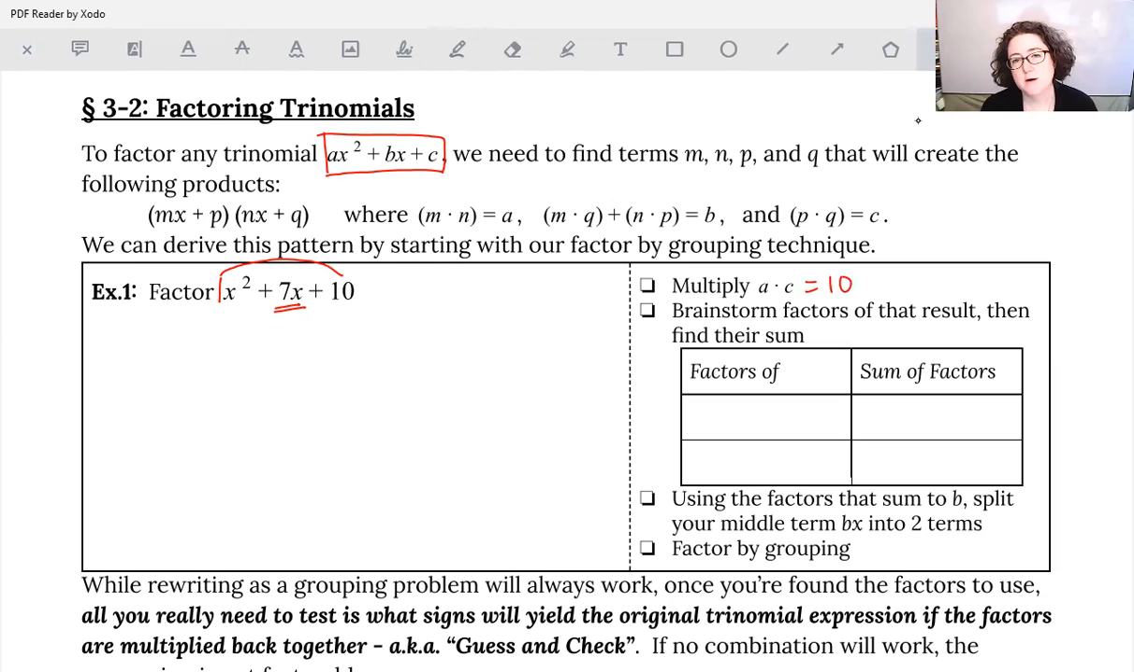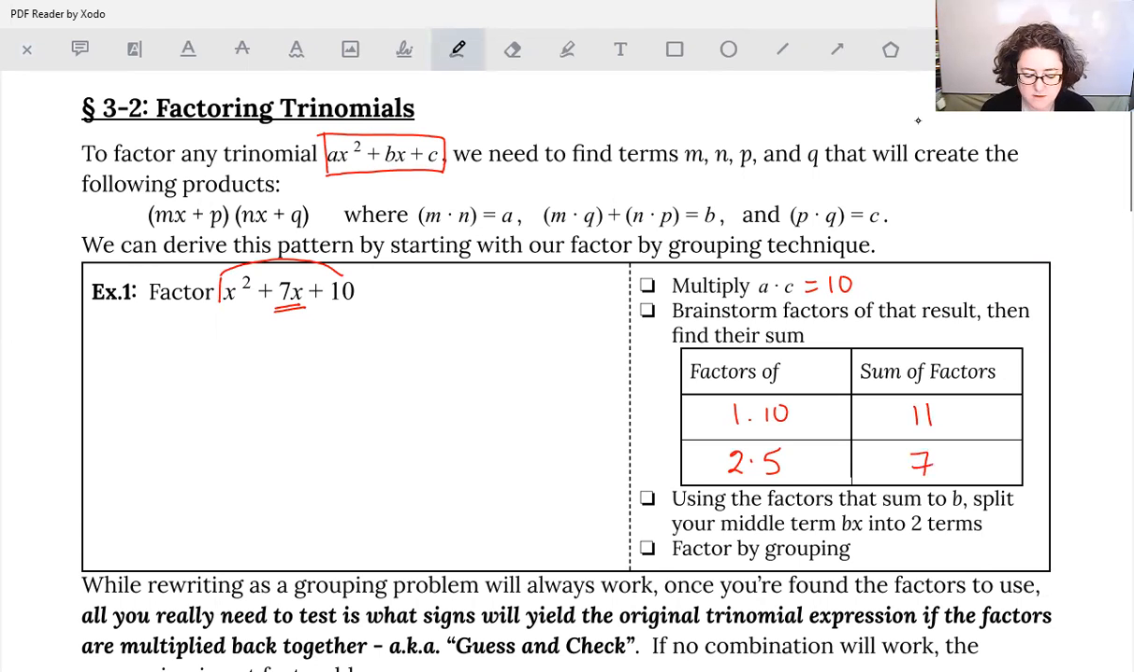Our next step is to think about factors of 10 that will work to create that middle term of 7x. What are some ways you can multiply to make 10? We can do 1 times 10, or 2 times 5. Order is not important, because order for multiplication is always commutative. Then what are the sums of our factors? 1 plus 10 gives us 11. 2 plus 5 gives us 7.